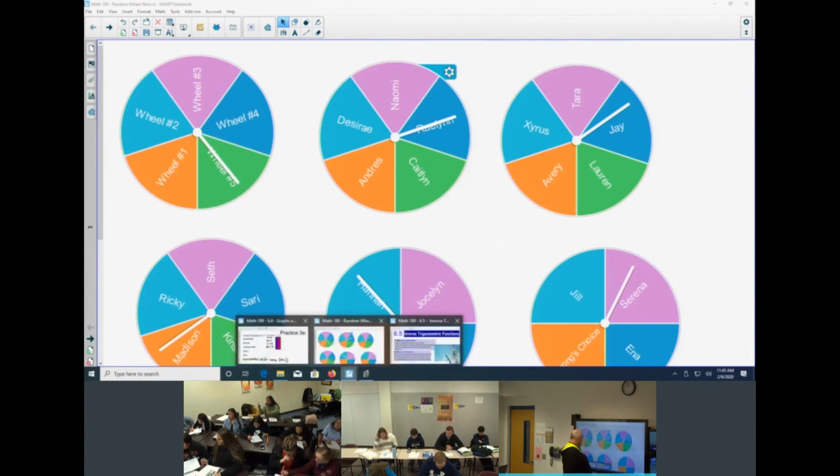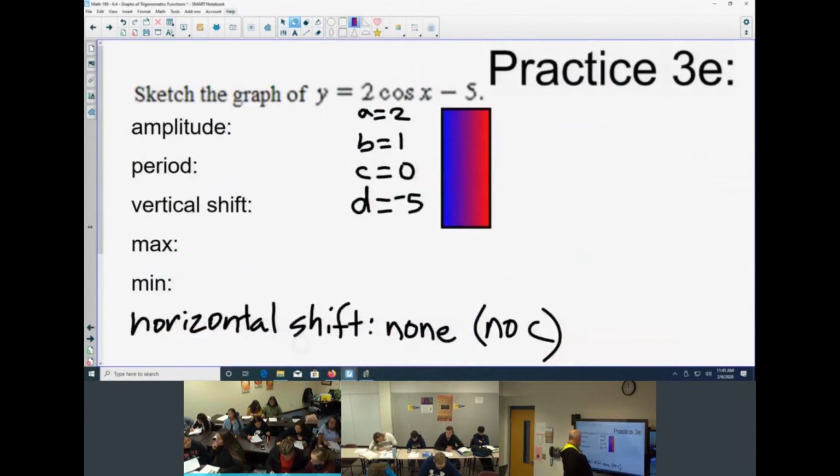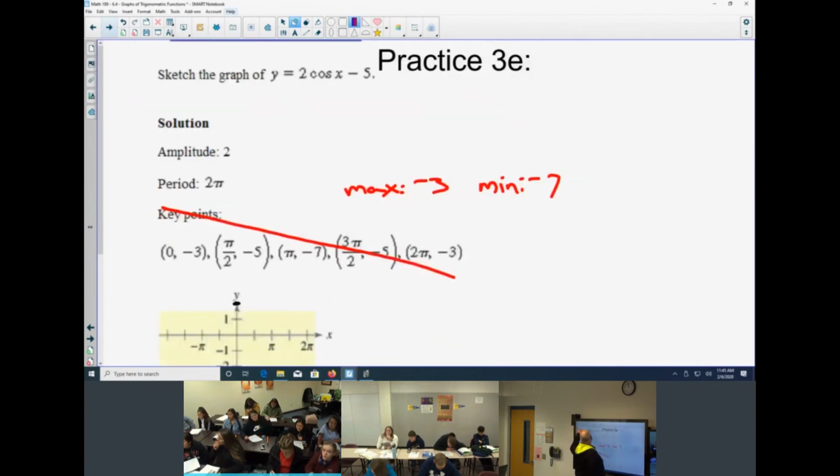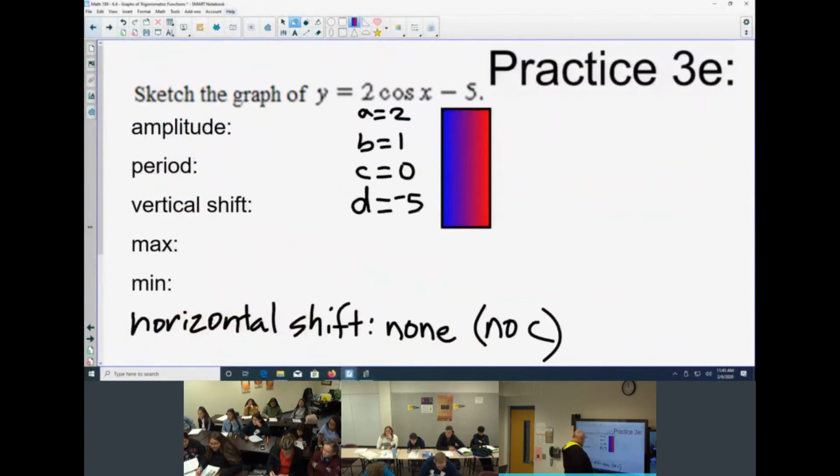All right, so Serena, what's the amplitude? 2. Oh, you marked 2, that's correct. Okay, so the amplitude is 2. Let's just write it down.